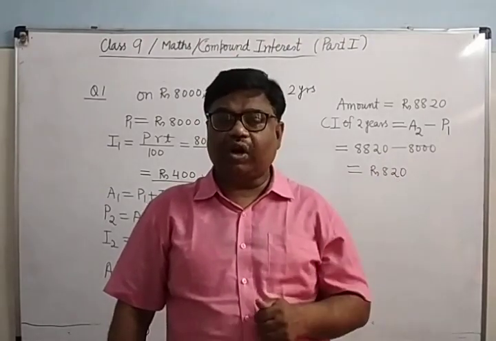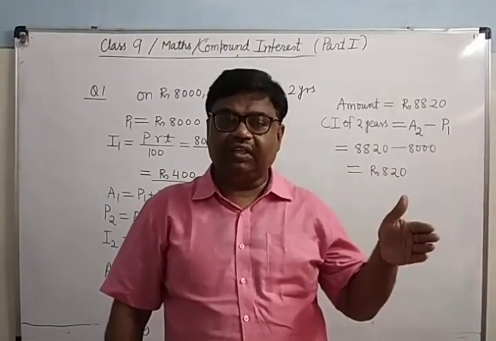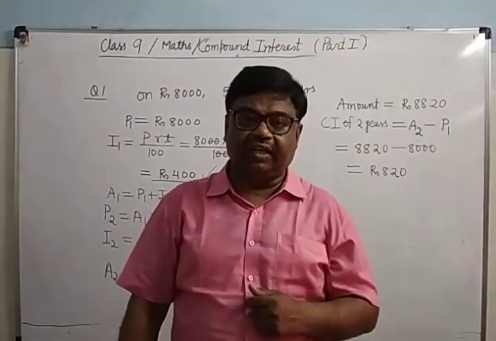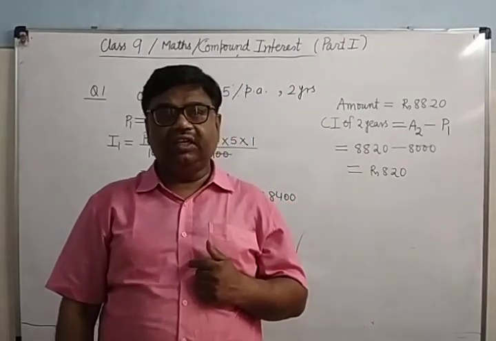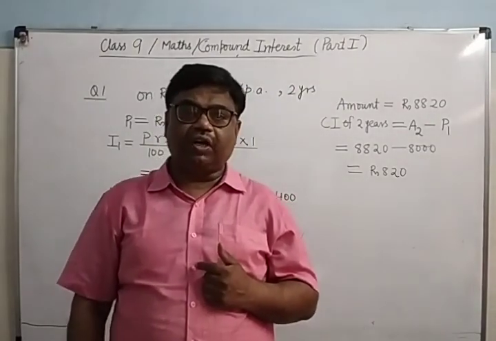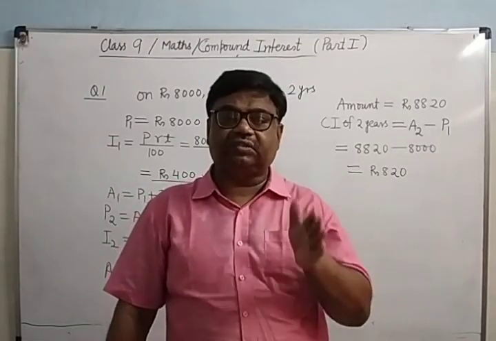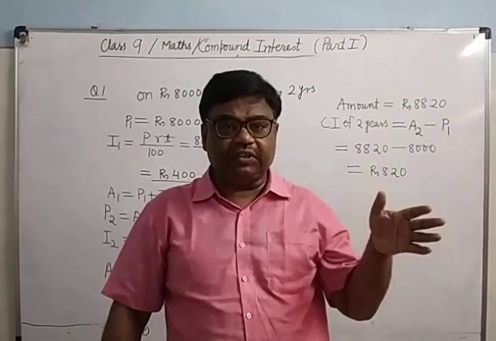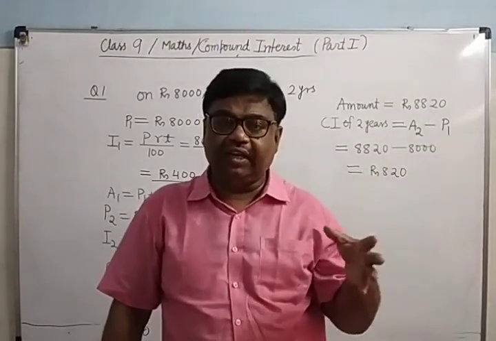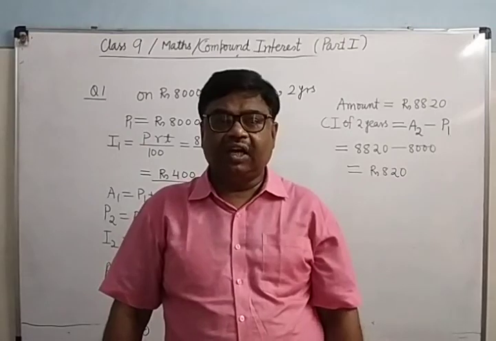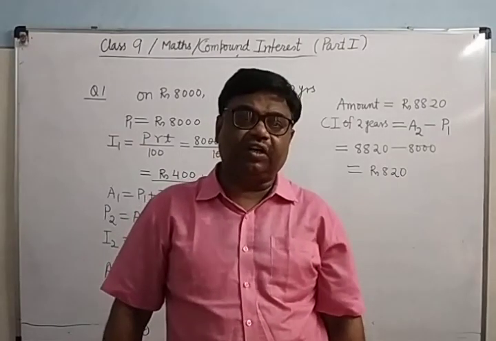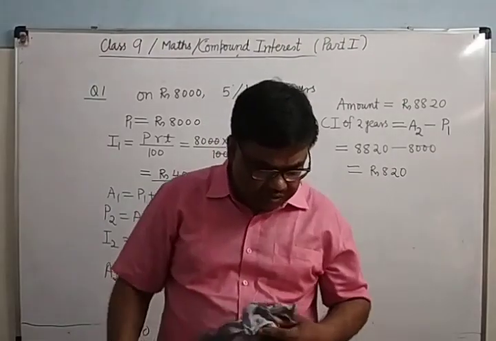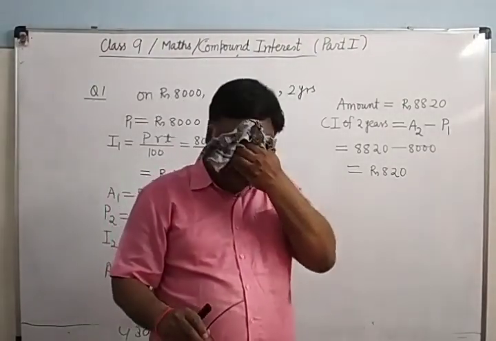But in the CI what happens? Principal for each year keeps on changing. If the interest is compounded yearly, it will change yearly. If it is compounded half yearly, then after every 6 months the principal will change. It's clear? Usually the principal grows, means the principal increases. And since the principal is changing, the interest of each year will also be different.